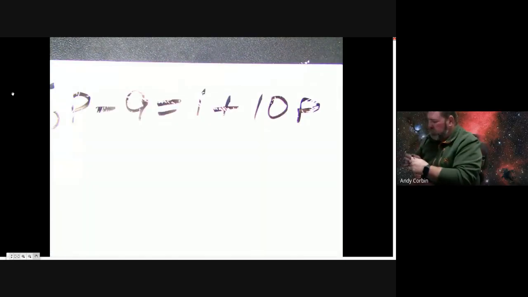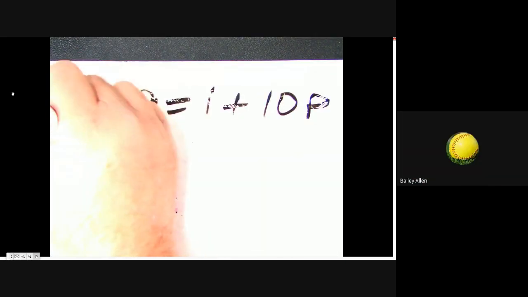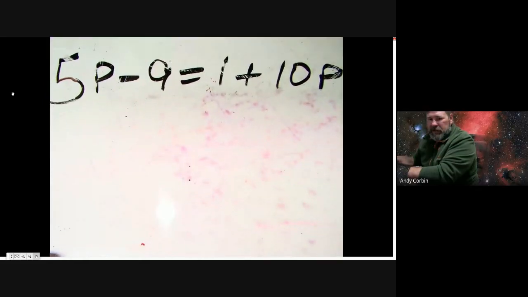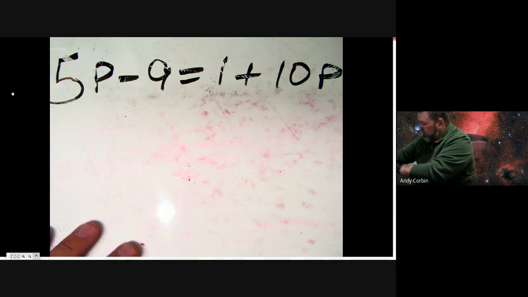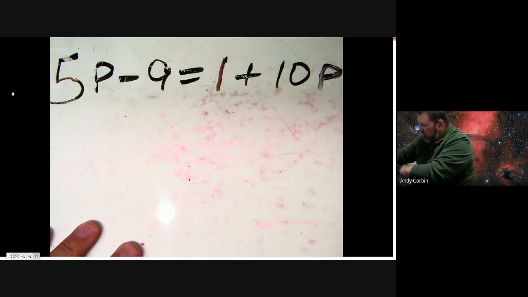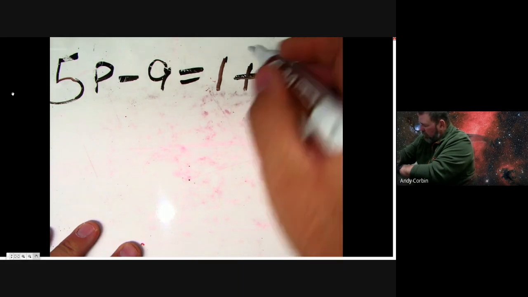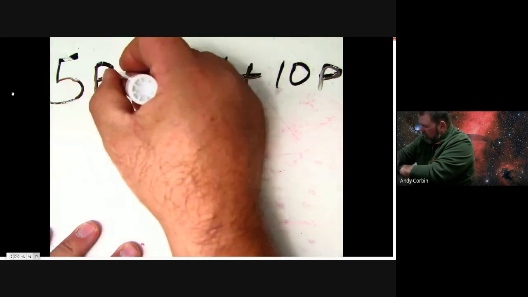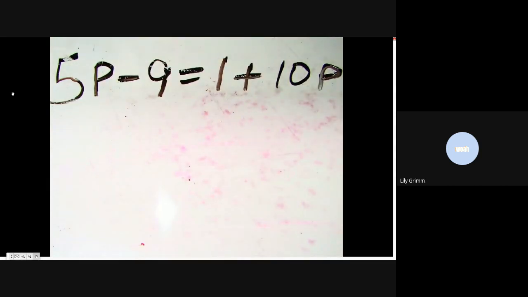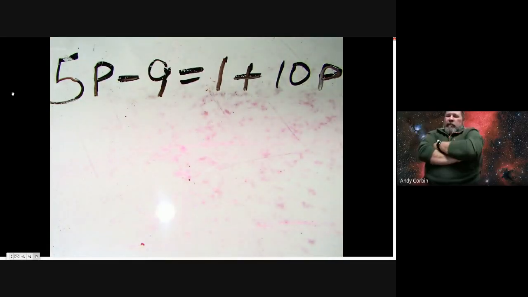All right, let's try this one. Okay, there's 5p minus 9 equals 1 plus 10p. All right, I'm not going to say anything. I'm just going to let you work it. I'm here, though, if you've got a question, and then I'll work it with you at the end.